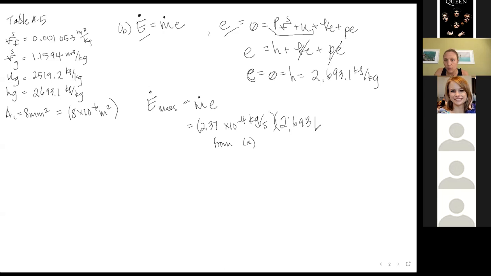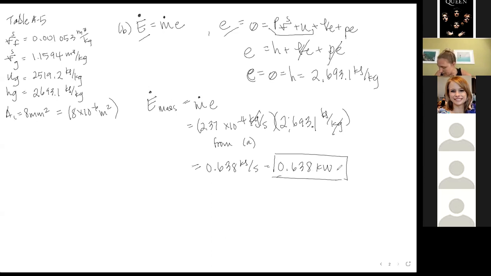2693.1 kilojoules per kilogram is our specific energy term. When we work this out, the kilograms cancel. We're going to have kilojoules per second, which gives us kilowatts. So this is going to be 0.638 kilojoules per second, or 0.638 kilowatts. And this is the total energy of the exiting steam. Total energy of exiting steam.